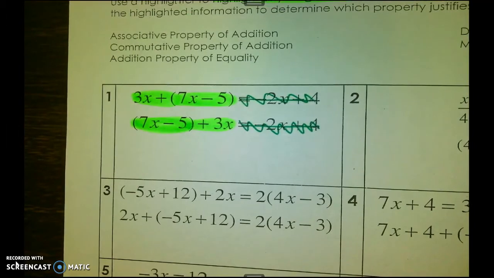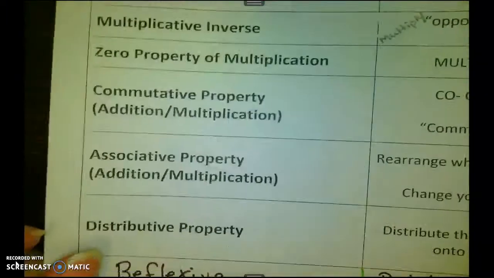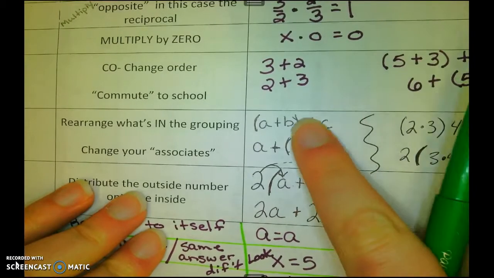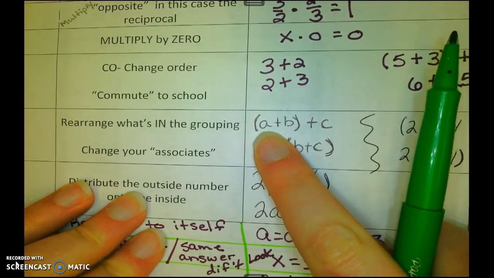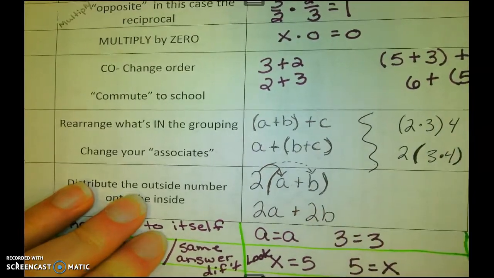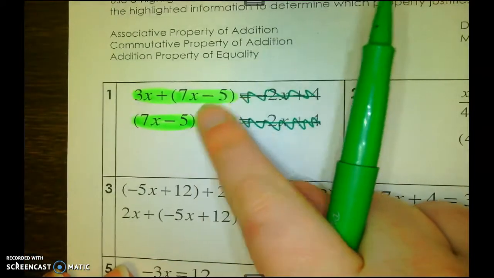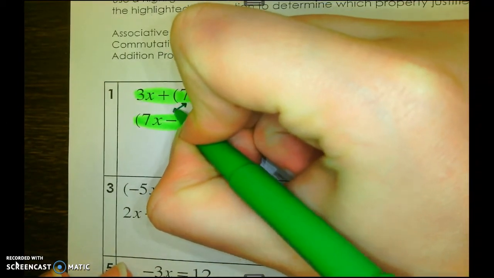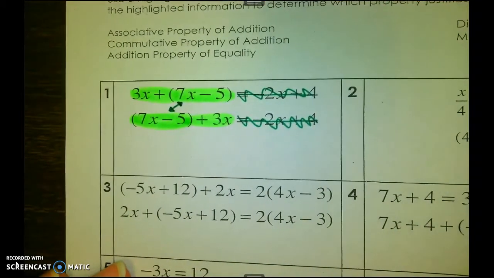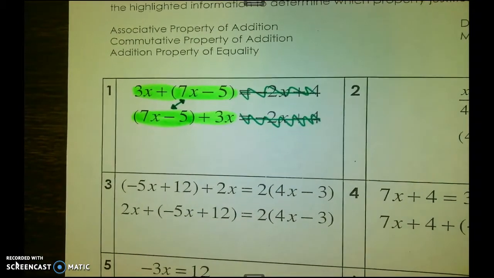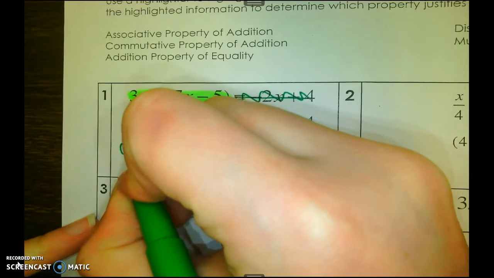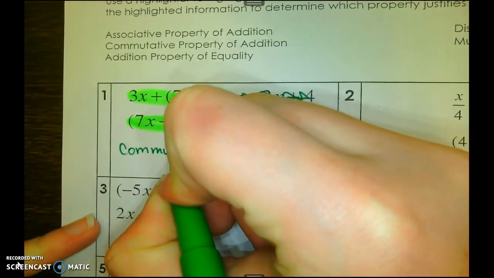Something happened. And so a lot of people say, oh, it's the parentheses, this must be the associative property because it's got to do with parentheses. But notice that in the associative property, it's two different things in the parentheses. We have the same things in parentheses. Really what happened is they just switched places. They switched order. So what we actually see happening here is the commutative property of addition.